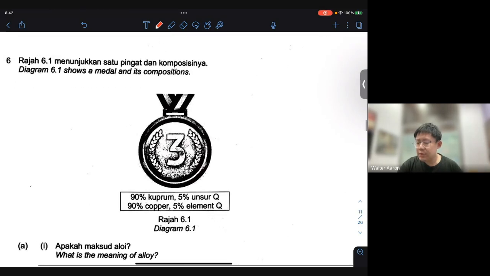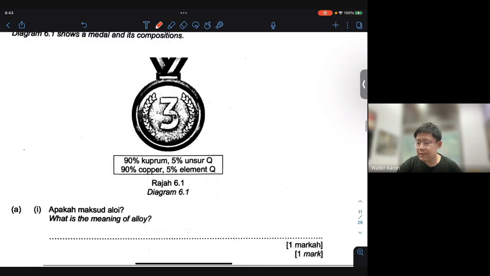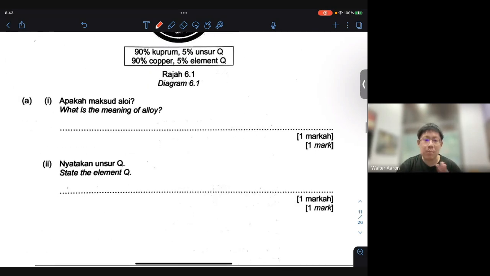Diagram 6.1 shows a metal and its composition. So we have copper metal. It's a bronze metal. So it is 90% copper and 5% of element Q. Then they're asking you, what is the meaning of alloy? Now, this is not an operational definition. This is a normal general definition.